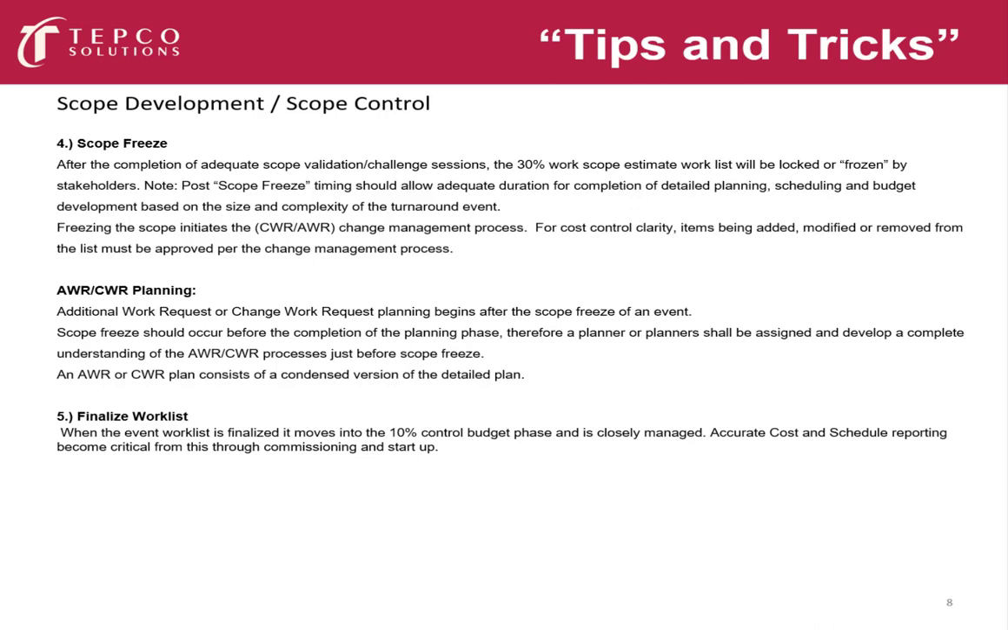And then we'll move into phase 5 where we're finalizing our work list. When the event work list is finalized, it moves into a 10% control budget phase, as I mentioned before, and then it is very closely managed. This is a plus or minus 10%. Accurate cost and schedule reporting become critical from this point forward all the way through commissioning and startup. We have to recognize and identify for scope control purposes, anything being taken in, anything being taken out of the scope must be monitored closely for scope addition or scope reduction. And that means cost addition or cost reduction for contingency.